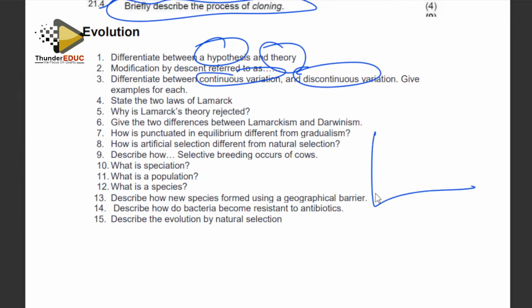Then they're saying that modification by descent is homologous structures. Differentiate between continuous and discontinuous variation. Continuous variation is a type of variation where there is a range of characters. There are some who are very short, medium, and extremely tall. Extremely tall, there are few. Extremely short, there are very few. Those who are medium are a lot. You see, it's continuous.